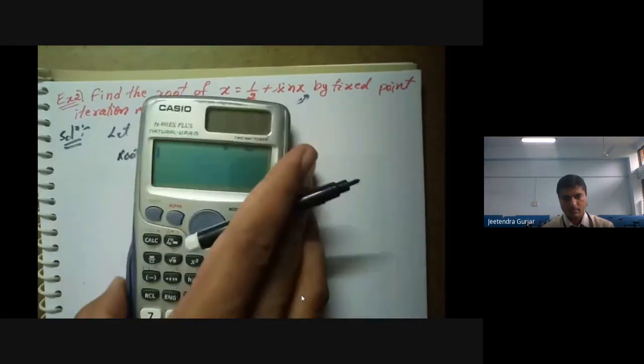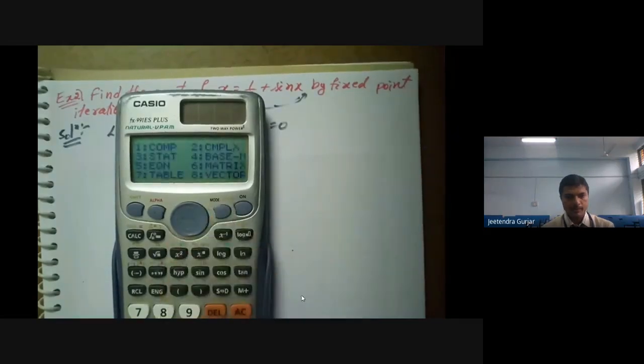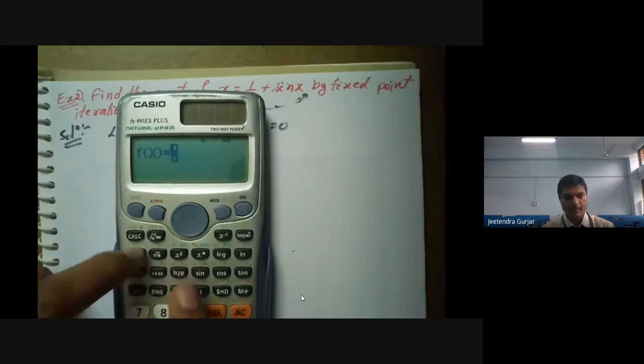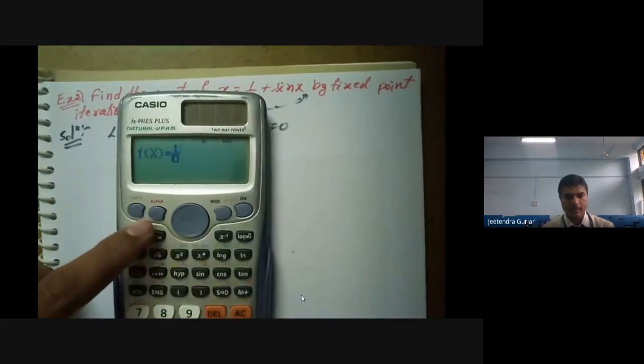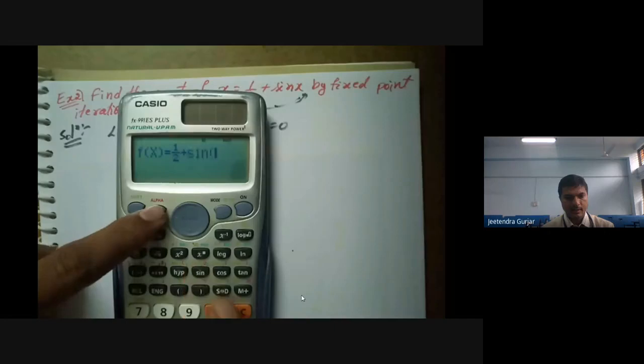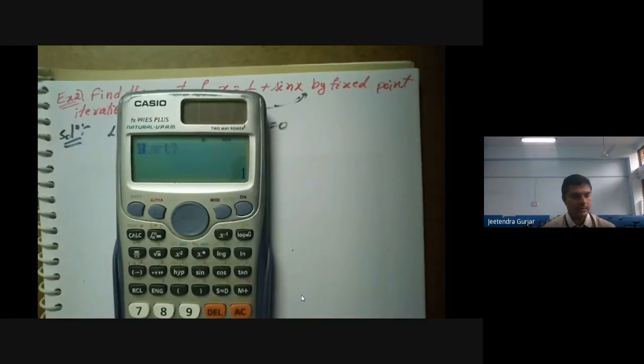Yes, go through the calculator once again, students. Very simple. Mode, you should be perfect now. It is 7, that is table. You will get f of x. F of x is equal to 1 divided by 2 plus sine x. Yes, sine x you will get. Then minus x. Everything we have already used in this calculator. It is going to ask for start.